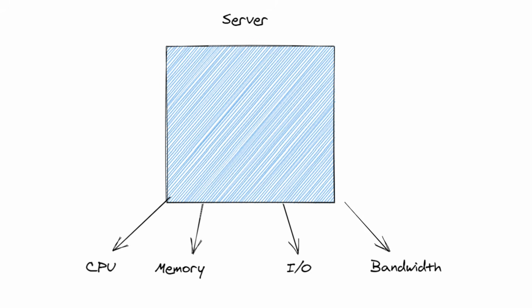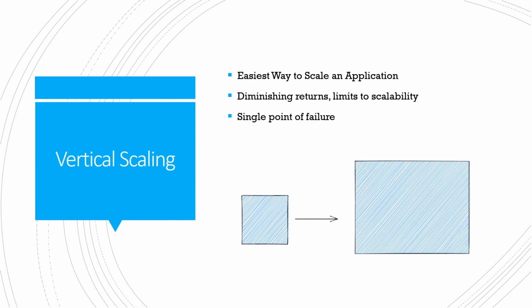The simplest way to solve these problems initially is pretty common sense, which is if your server's running slow, just get a bigger server. And that's what vertical scaling is, where you take your initial server, you upgrade whatever area your server is failing in. If it's CPU, memory, whatever, you upgrade that specific area on the server, and your web app scales just fine. The problem with this is that there's diminishing returns and limits to scalability.